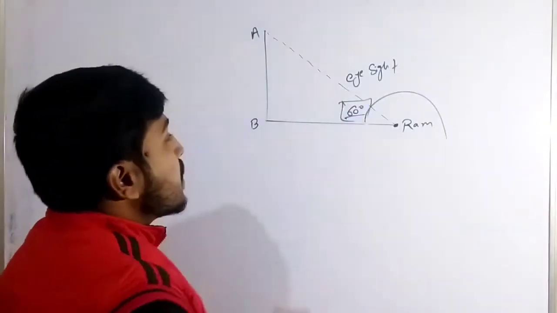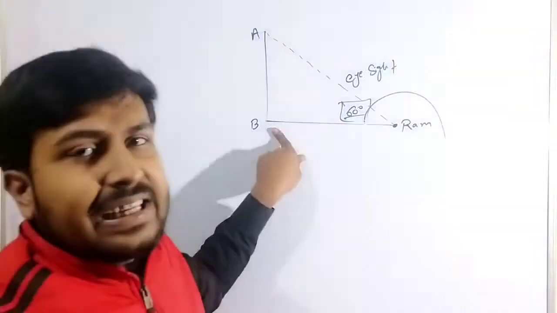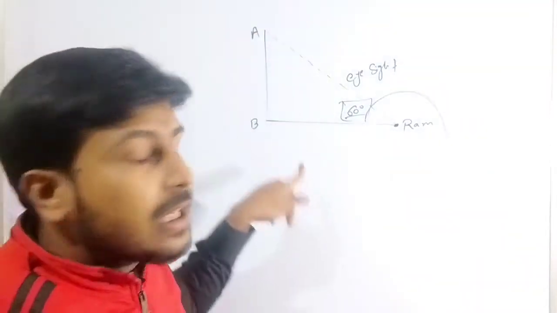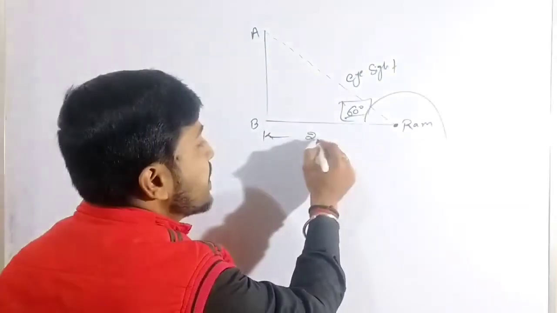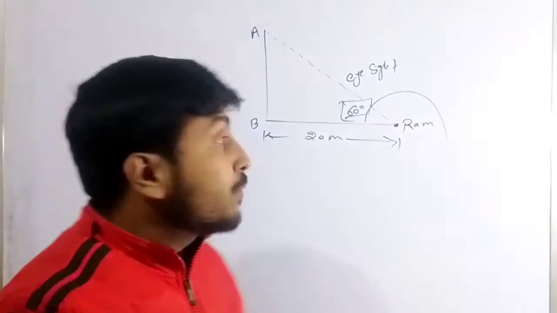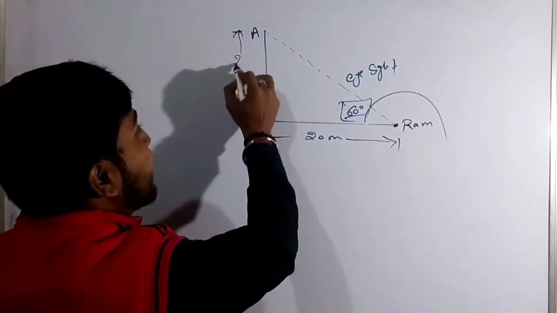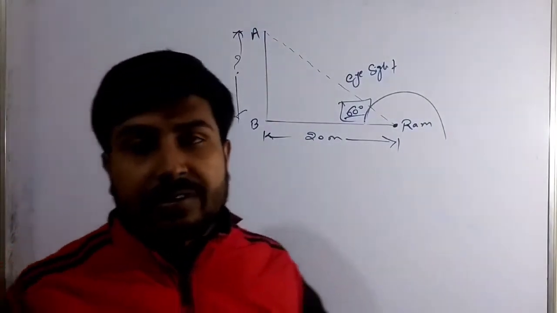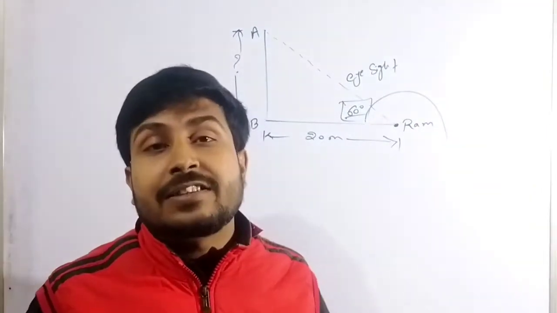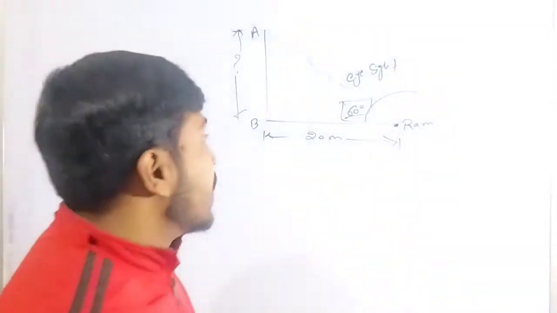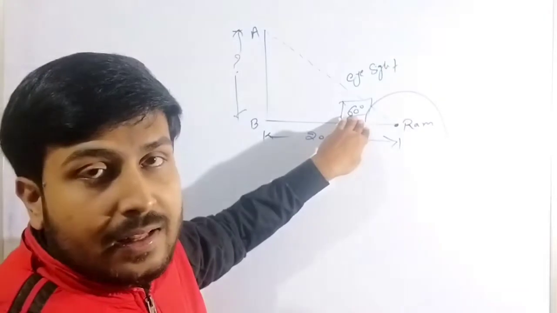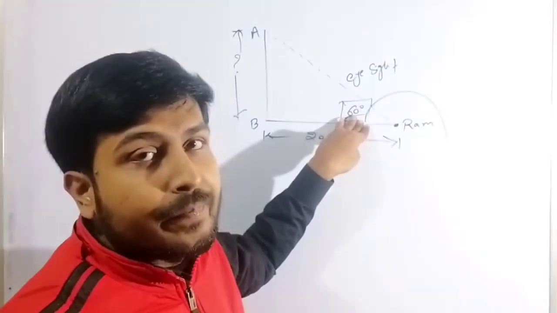Okay, and we can easily determine the distance between Ram and the base of the tower. So just assume this is 20 meter. Okay, now we have to find what? We have to find the height of the tower. How can we find it? Here actually trigonometric ratio comes. How? Now you tell me, this is what kind of angle? This is actually an acute angle.